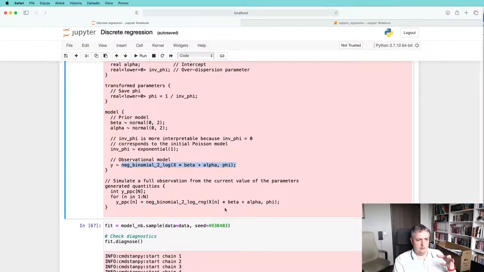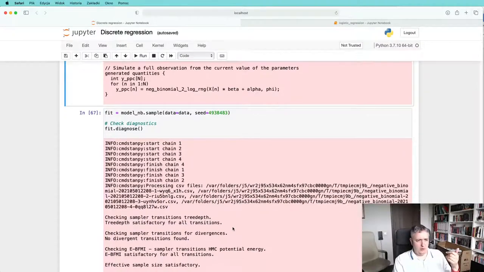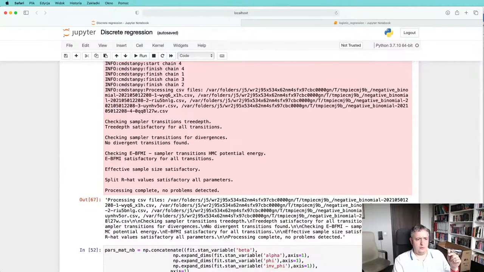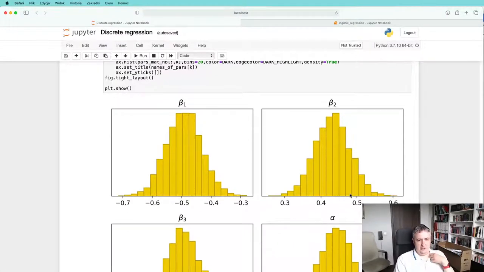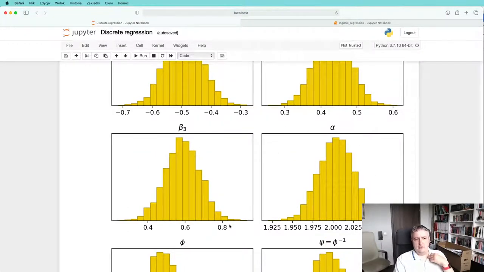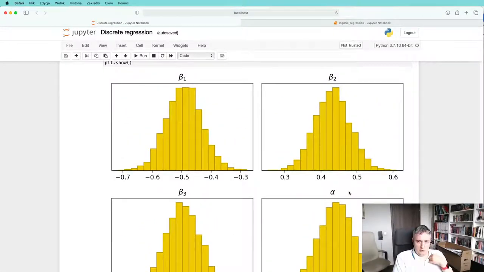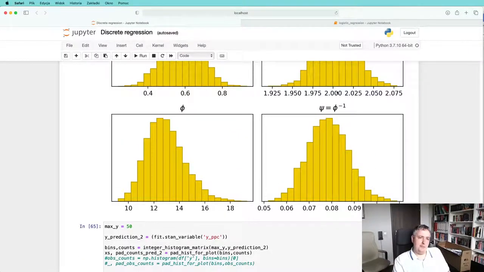And again, we're simulating the values. We are doing the same stuff as always. We are generating our samples. We are checking those samples. Everything works okay, and we can generate our plots. The plots are very similar. We get very similar values of predictors, which is okay because our model rather well corresponds even with the Poisson distribution. However, our parameter psi, which is the inverse phi, shows that there is some dispersion, not very big, but certainly not zero, somewhere around 0.08. So it's a slightly overdispersed distribution.